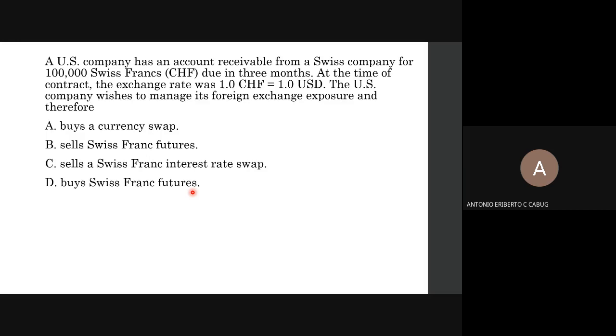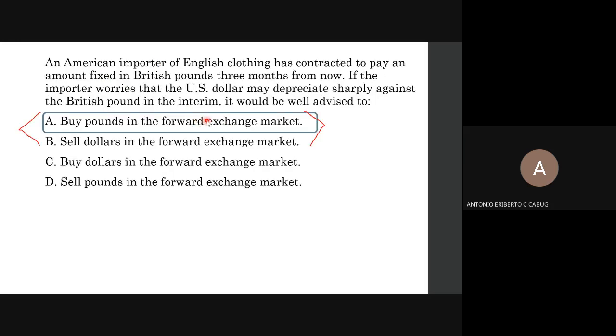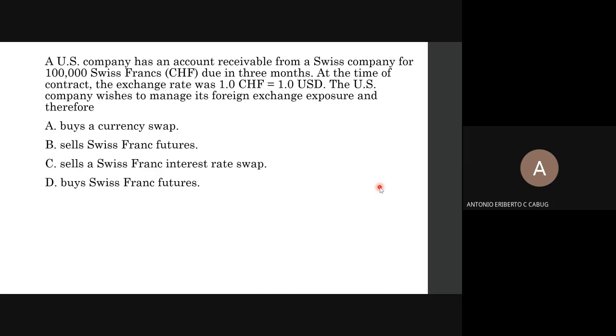Okay, enter your answers, please. So again, we are a U.S. company here. A while ago, there's a U.S. company who is going to pay in British pounds. So kailangan niyang bumili ng pounds. Tama? Okay. This time, the U.S. company has an account receivable in Swiss franc. So, 3 months from now, this U.S.